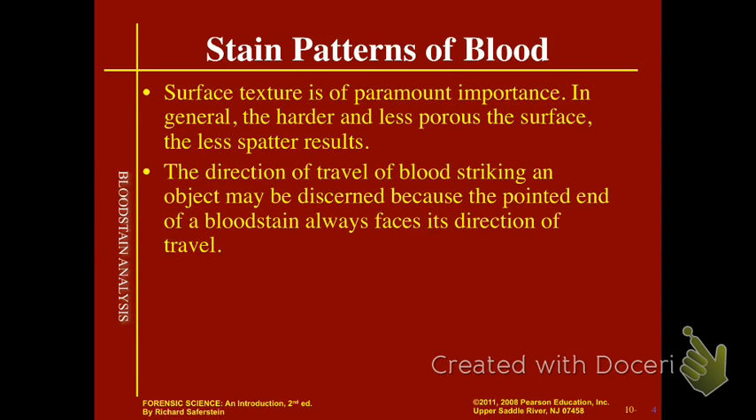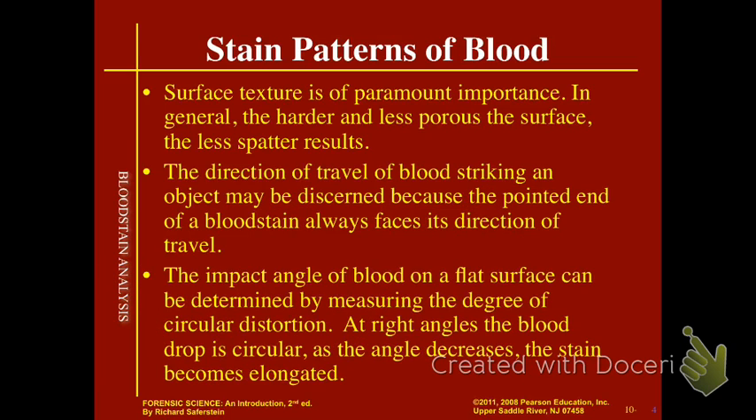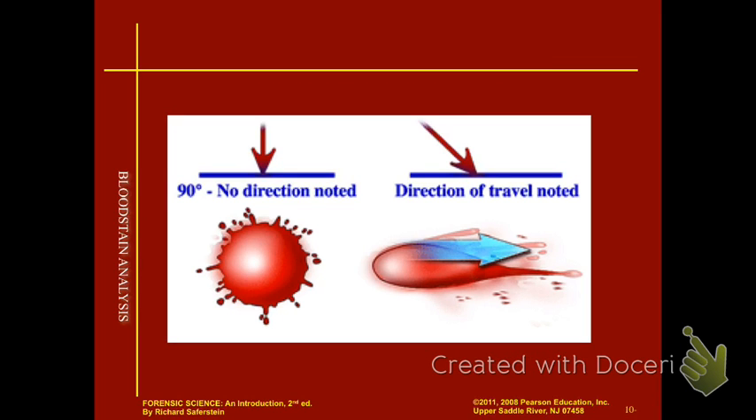The direction of travel of blood striking an object can be figured out because the pointed end of a blood stain faces the direction of travel. So the tail of the blood droplet will face the direction of travel. The angle of impact can be determined by measuring the degree of circular distortion. As the angle decreases, the stain becomes elongated. And that can be used to calculate the angle of impact.